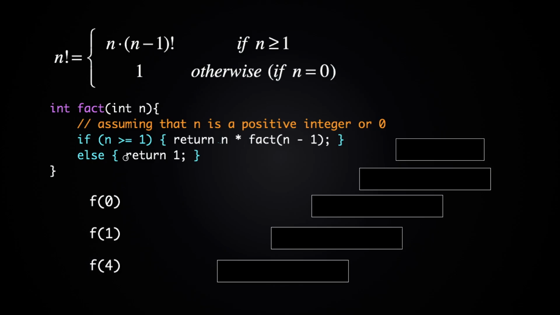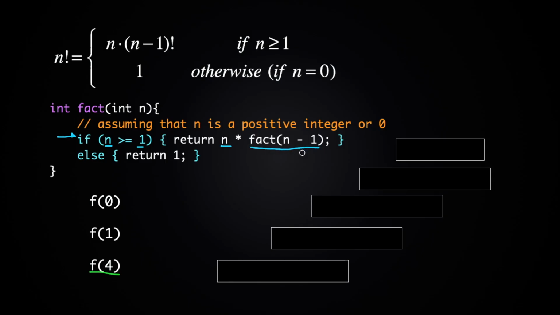Let's say fact of 4 is called. I'm just going to write f of 4 here. And when it's called, we go to this line right here. And since n, which is 4, is greater than or equal to 1, it's going to say what I want to return from that function is 4 times fact of 3.